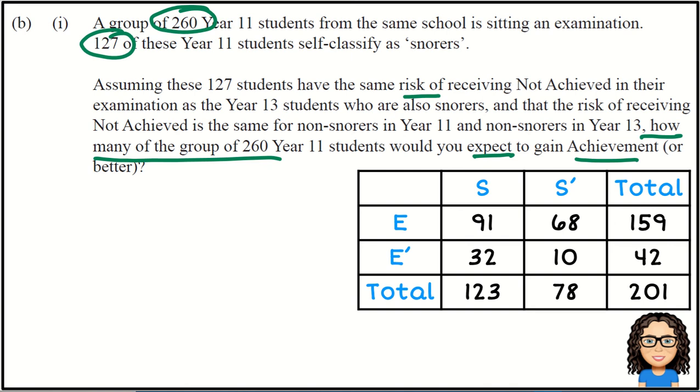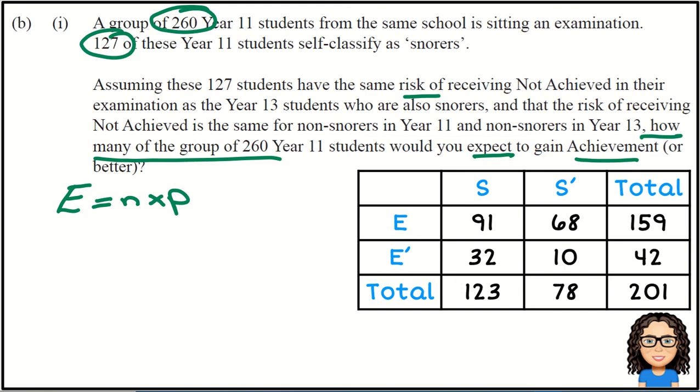So that word expect is a key one that we look for, and as soon as I see expect, my brain goes straight to E equals N times P, where N is my sample size or number of trials, and P is the probability. So this is where I want to go. I need to get to this expected value.